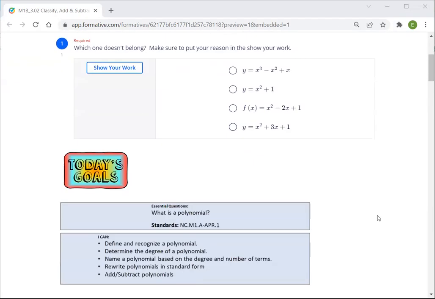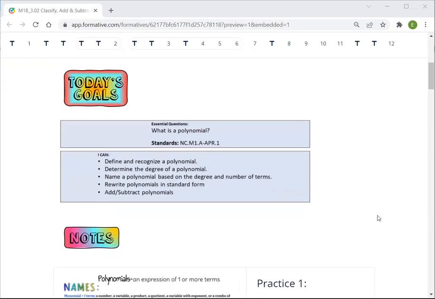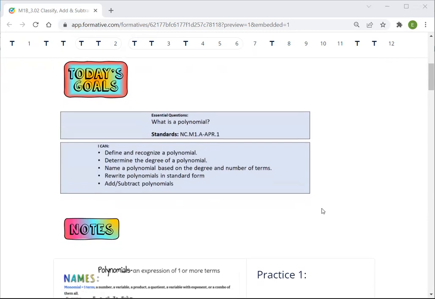Okay. Today's goal is: what is a polynomial? So we want to be able to define a polynomial, determine the degree, name a polynomial based on the degree and the number of terms, rewrite polynomials in standard form, and add or subtract polynomials.